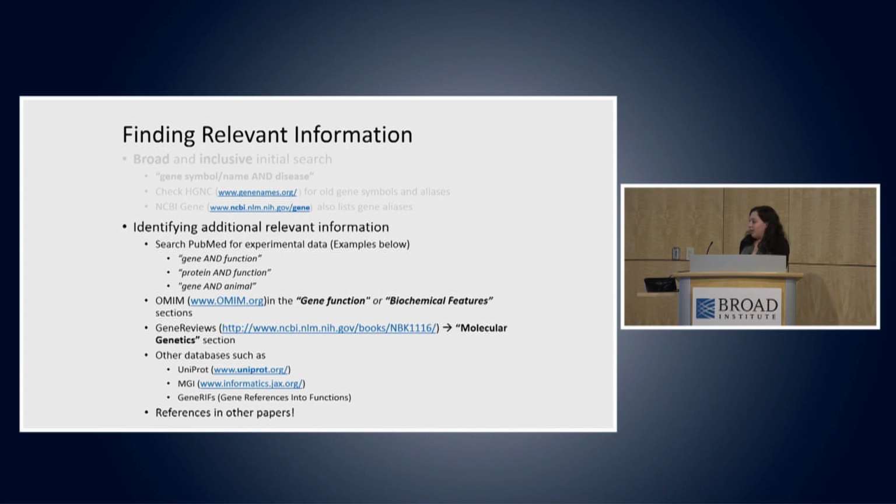And then another big thing that we actually find is references in other papers. So a lot of times in the discussion of a paper that identifies human variants for a particular gene, that's a gene discovery paper, they'll cite the mouse model.